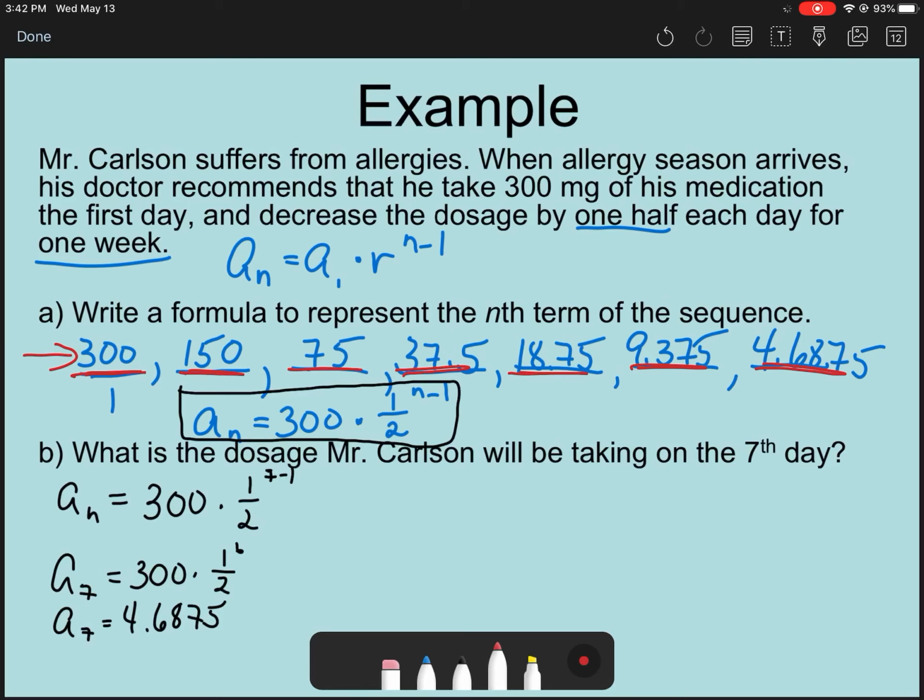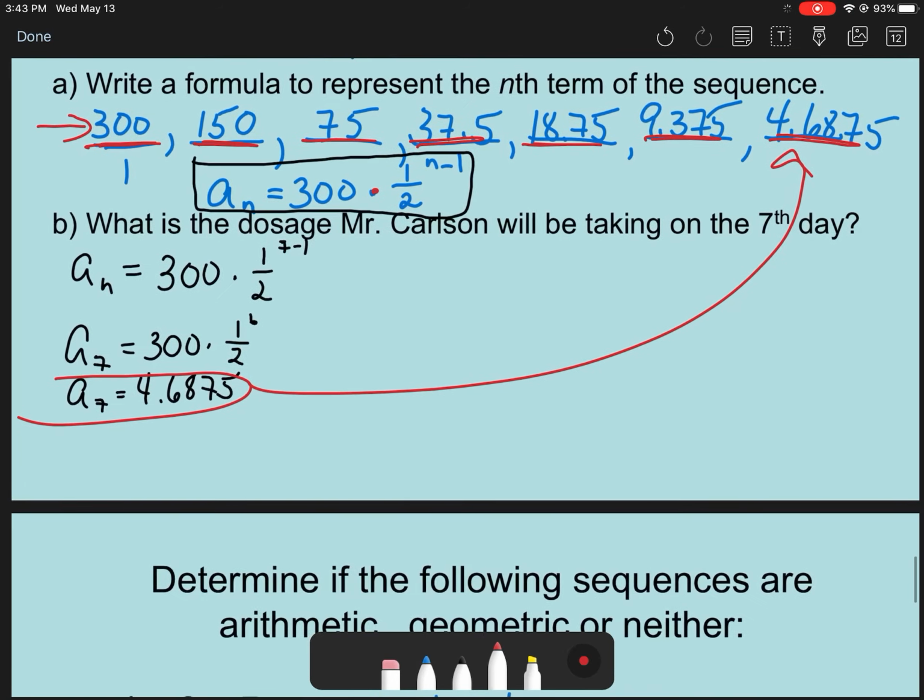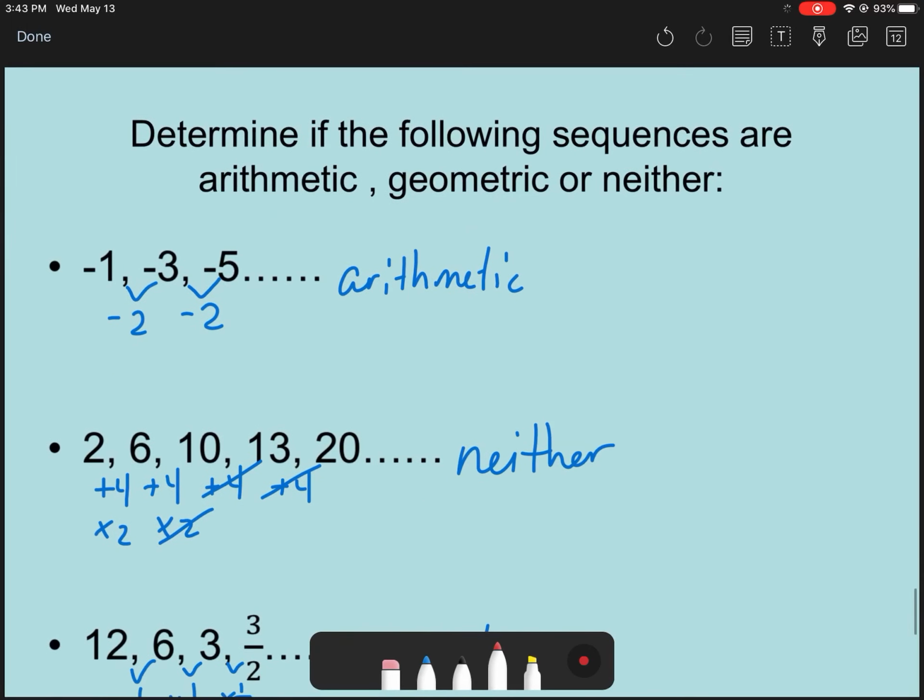Now they want us to come up with the formula though. So A sub n equals 300 times 1/2 to the n minus 1. Then we can use that formula, okay? You're just going to replace n with 7. So we have 1/2 to the 6th power. Multiply that by 300, and we get the same answer that we have here where we worked it out by hand. Okay.